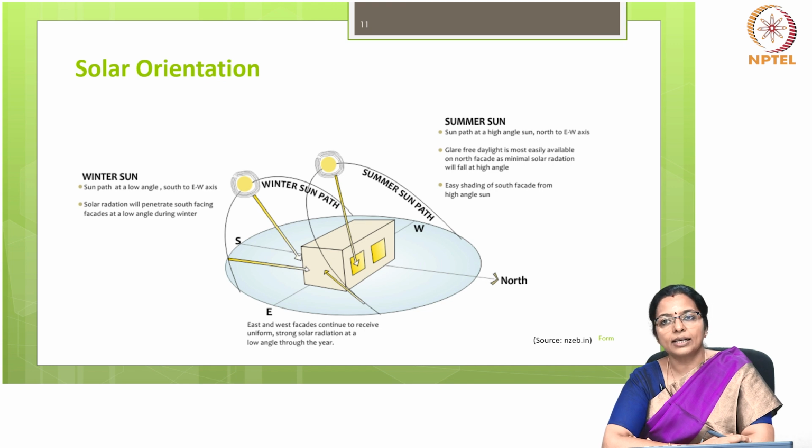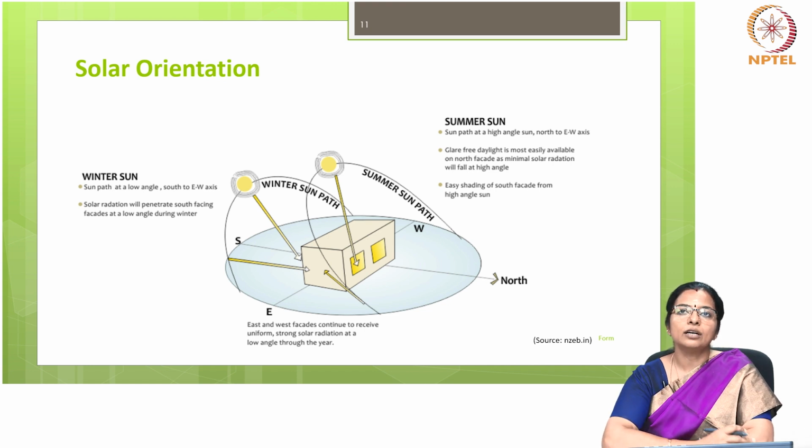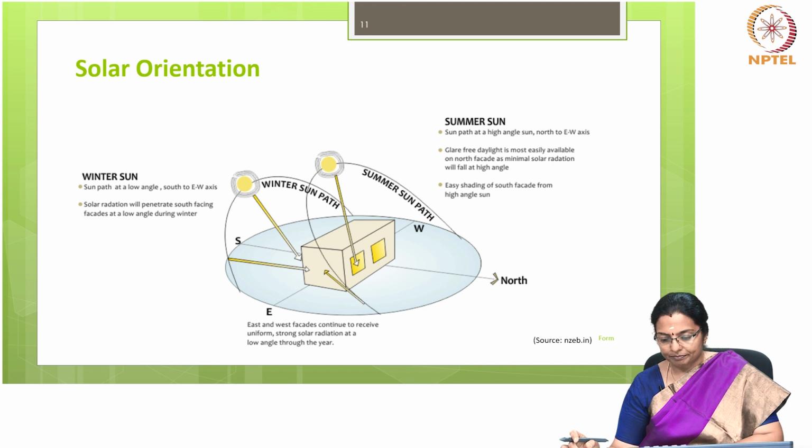By understanding and incorporating these solar orientation principles into building design, we can create more comfortable spaces that respond bioclimatically and intelligently to the varying angles of the sun throughout the year.